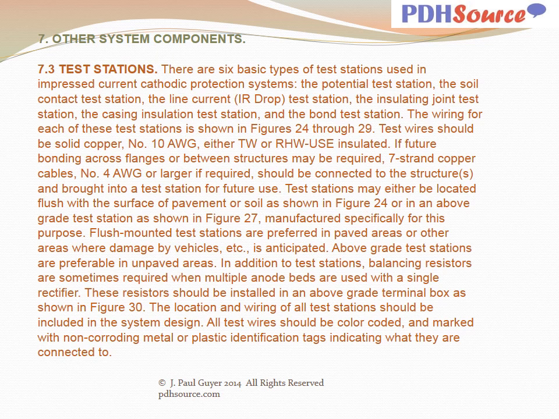In addition to test stations, balancing resistors are sometimes required when multiple anode beds are used with a single rectifier. These resistors should be installed in an above-grade terminal box as shown in figure 30. The location and wiring of all test stations should be included in the system design. All test wires should be color-coded and marked with non-corroding metal or plastic identification tags indicating what they are connected to.